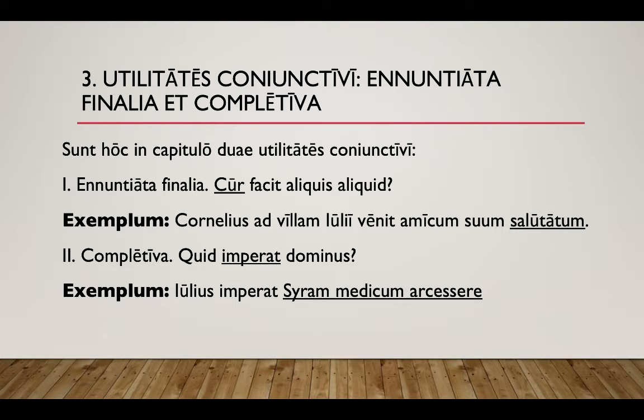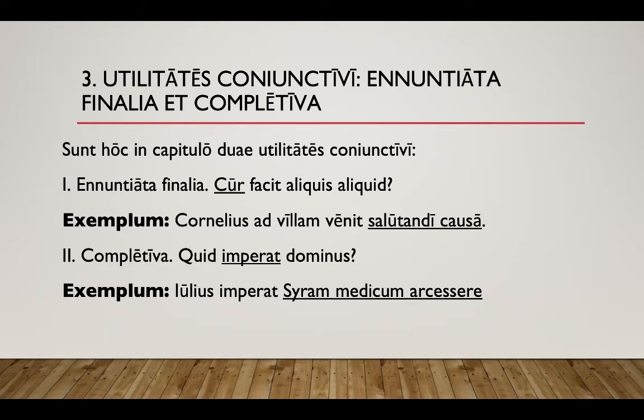Here we're using a supine with a verb of motion to express purpose. Cornelius came to Julius's villa in order to greet his friends. We can also express this exact same idea with the causa et gerundium construction. Cornelius ad vilam venet salutandi causa. Cornelius came to the villa in order to greet, for the sake of greeting.